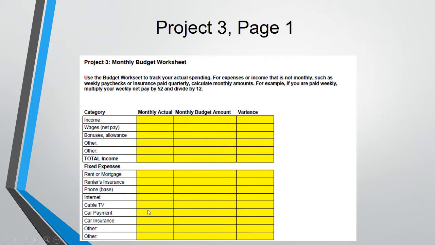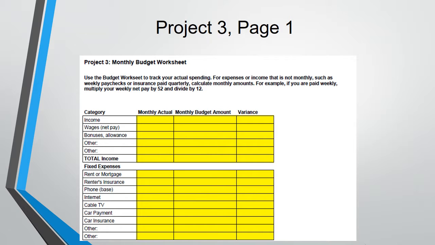So page 1 can be a little bit tricky, especially since you are still young for the most part and you might not have a job just yet. However, I do want you to pretend. So page 1 is a monthly budget worksheet. So this budget worksheet is to track your actual spending. But like I said, if you are still living at home, chances are you won't need to create a budget. So that means I want you to pretend that you have moved out on your own if you haven't done so, and I want you to think about what career you want to get into.